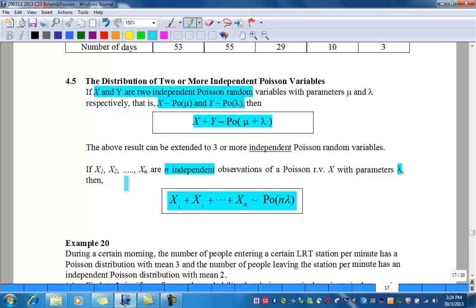The above result can be extended to three or more independent Poisson random variables. If x1, x2 to xn are n independent observations of Poisson random variable x with parameter lambda, then we can say that x1 plus x2 plus until xn will follow a Poisson distribution with parameter n times lambda.